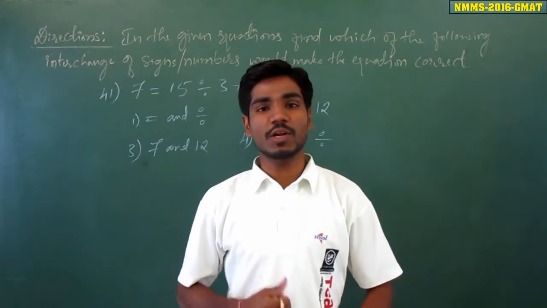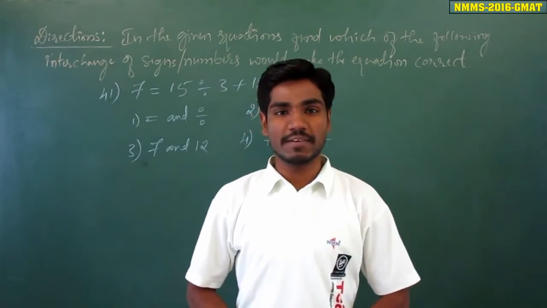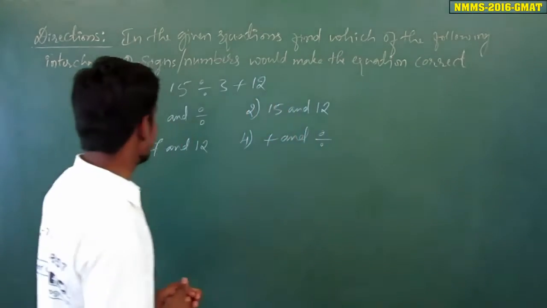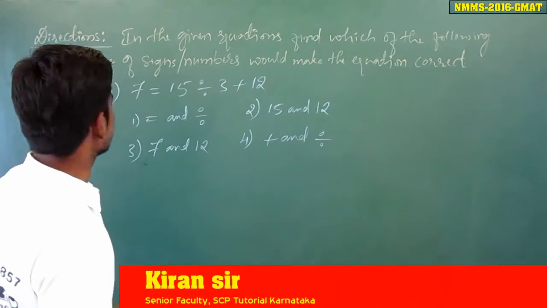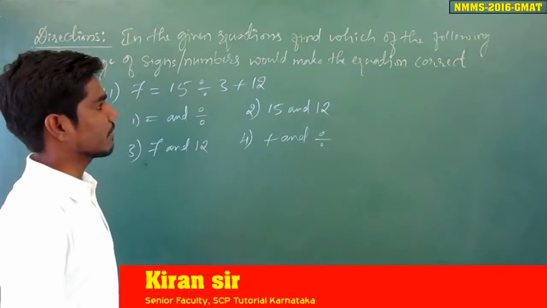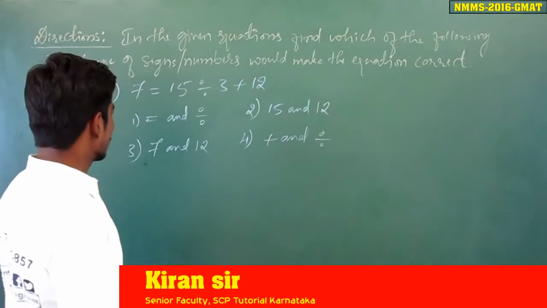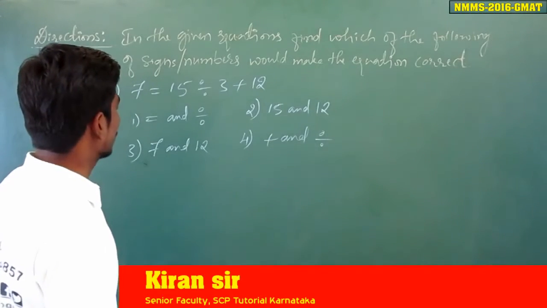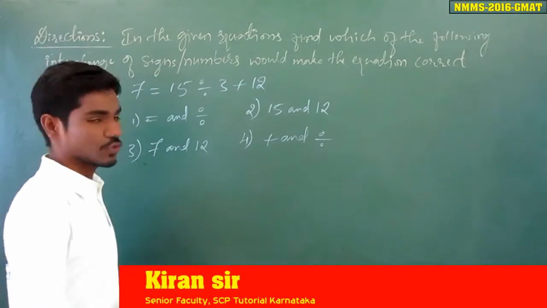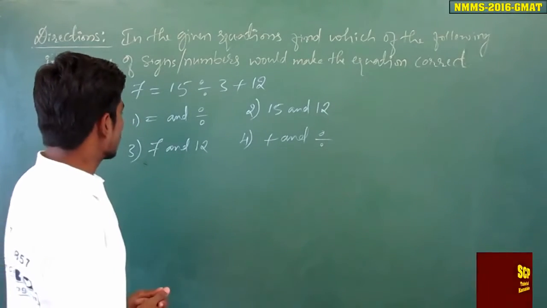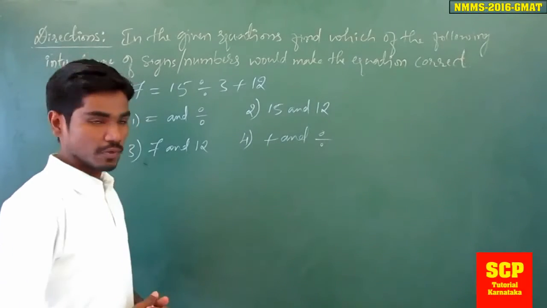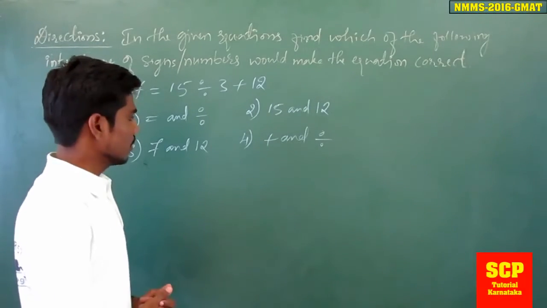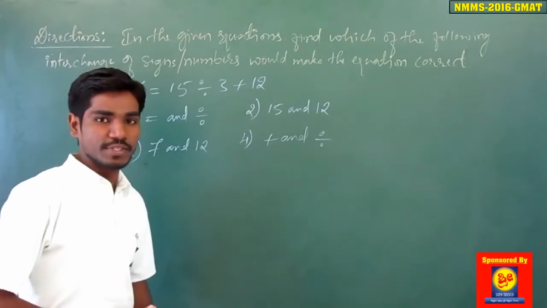Well friends, here is the next problem. Before going to the problem, let me see the given direction. The given direction is: in the given equation, find which of the following interchange of signs or numbers would make the equation correct. The question is, 7 is equal to 15 divided by 3 plus 12. The options are: is equal to and division; 15 and 12; 7 and 12; addition and division.